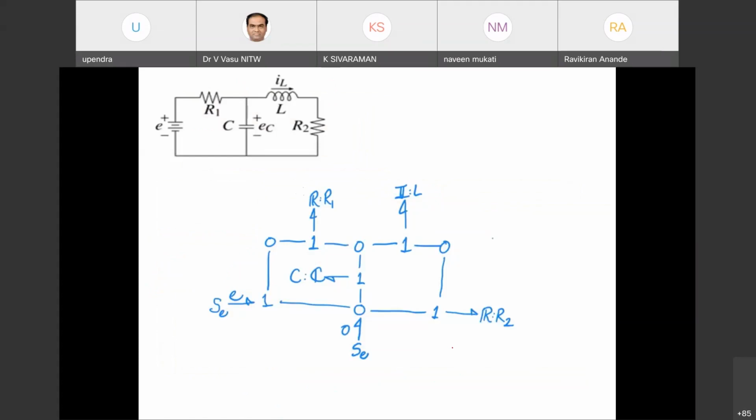Similarly, for electrical systems we will have zero junctions only. We will have a zero junction here, another here, another here, and another here. Since we do not have an effort source, we will have only zero junctions. We will not have any one junction except at the center, where there will be one one junction.